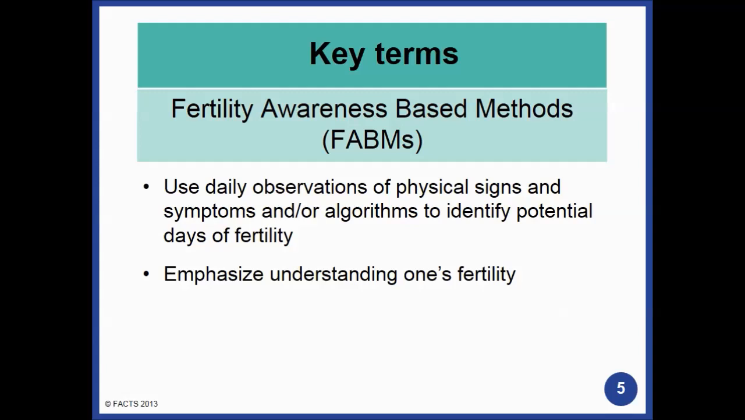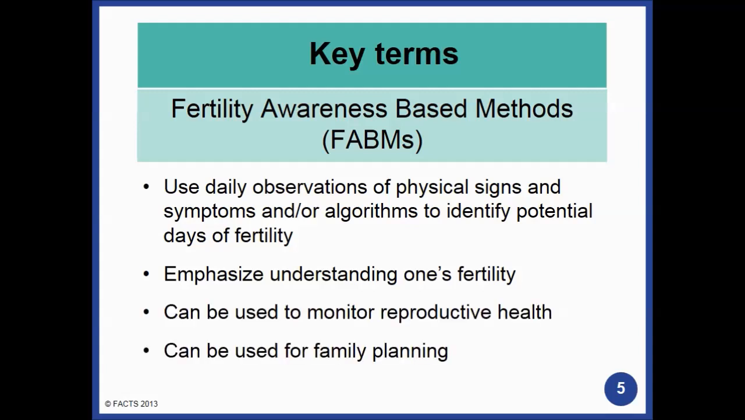So key terms. The term fertility awareness-based methods is relatively new. It highlights the use of daily observations of specific signs that a woman's body produces based on hormonal changes. By charting these specific signs, whether it's cervical fluid, basal body temperature, or urinary hormone measurements, a woman can identify her potential days of fertility. This term emphasizes an understanding of one's fertility, and it also highlights that these are methods that are more than just methods of family planning. I'm a firm believer that we should be teaching all women of reproductive age about how their body works to develop a healthy appreciation of their fertility.